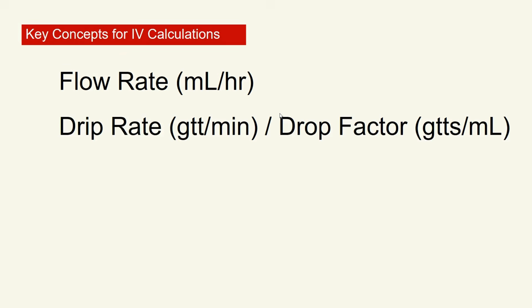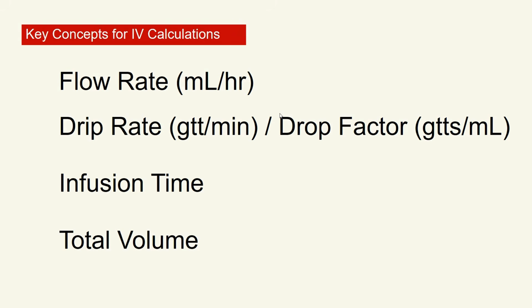The key concepts include IV calculation flow rates, which is measured in milliliters per hour, and then drip rate, which is measured in GTT per minute, that means drops per minute, and infusion time, the time to infuse the IV solution, and then total volume, how much volume is required to infuse in a certain time. Or if time is given or volume is given, how long it takes to infuse that volume. So both types of calculations can be done using these concepts.